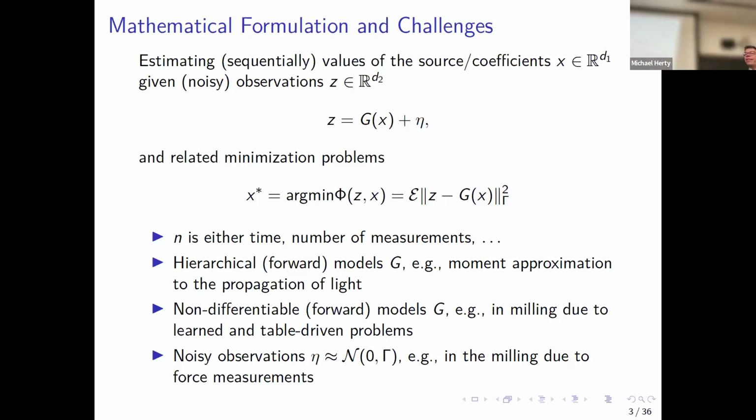Another thing is that the G might be non-differentiable. This was one thing with this milling. They had a forward model, and when you look more carefully, it turns out that part of the model was a table lookup, which was not considered by me as a full mathematical model, but this leads to non-differentiability of this model.